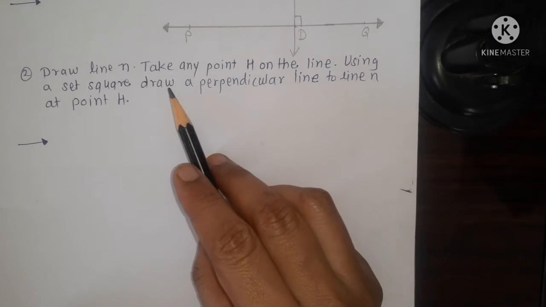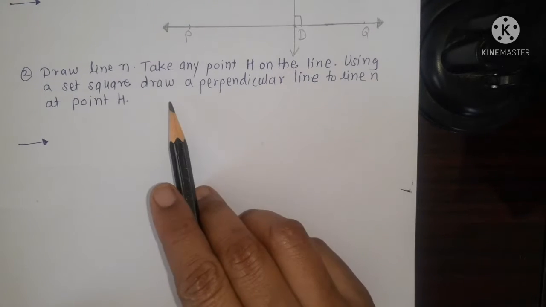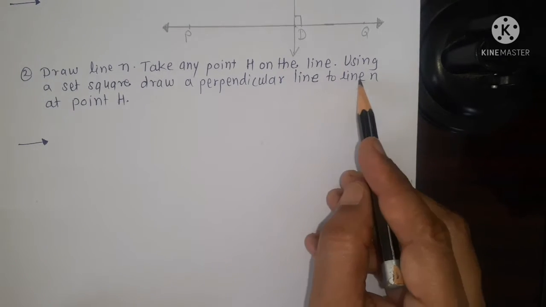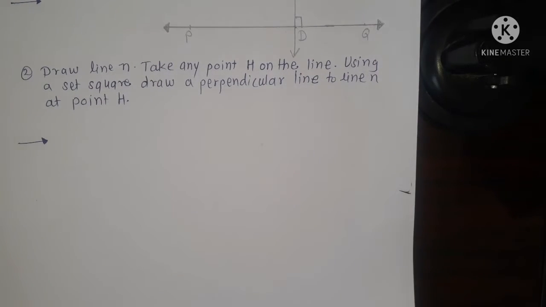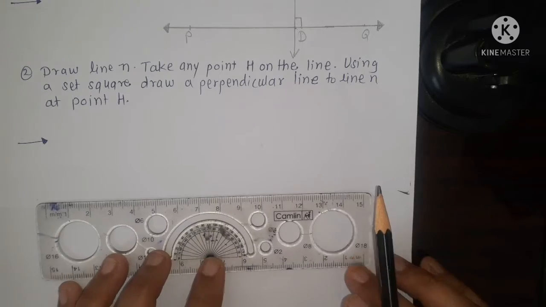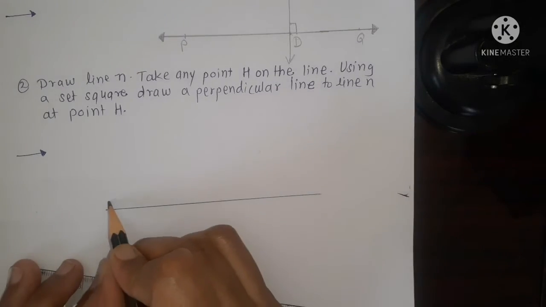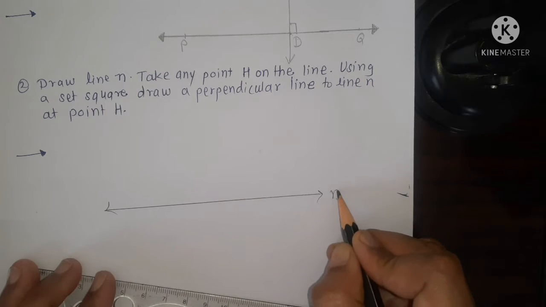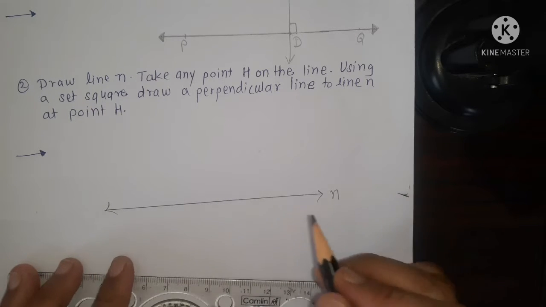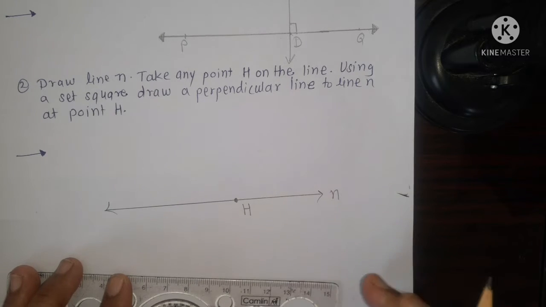Draw line N, take any point H on the line, and using a set square, draw a perpendicular line to line N at point H. First, we draw a line and give it the name N. Then we take a point H on the line.